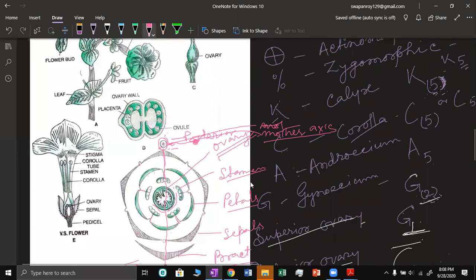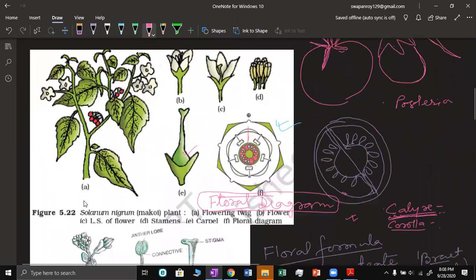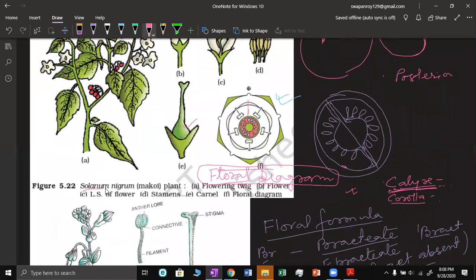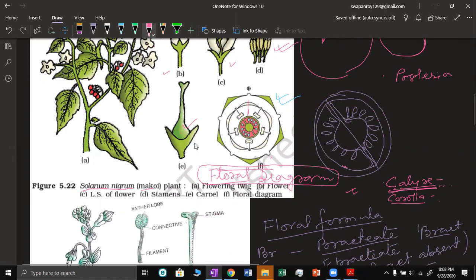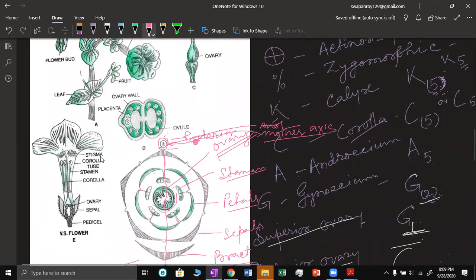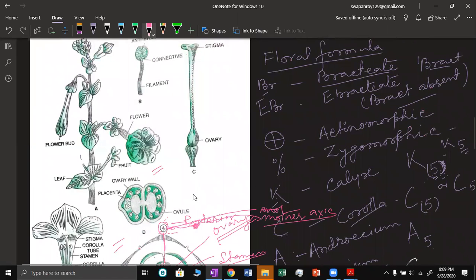This is the way we describe it. This one is the Solanum nigrum plant, Makoi, that is the common name. Here, this is a flowering shoot. This one is a single flower. This is the stamens. This one is the gynoecium, showing the ovary and style, and this is the floral diagram of the flower. This one is showing the floral diagram of petunia, another. This is a garden flower.